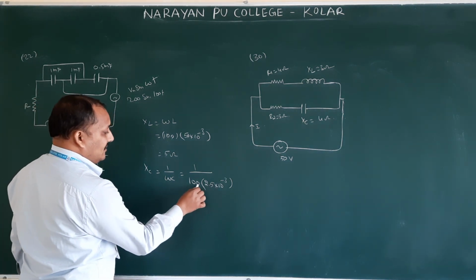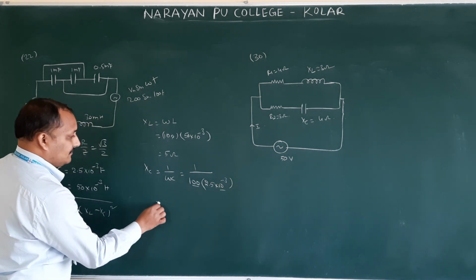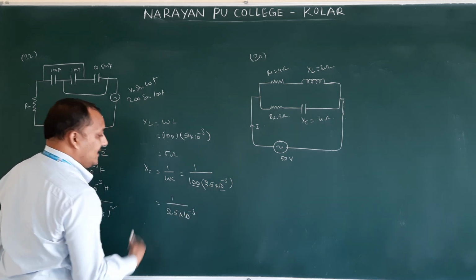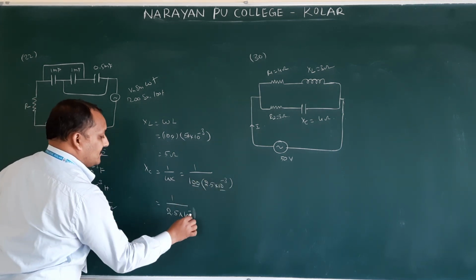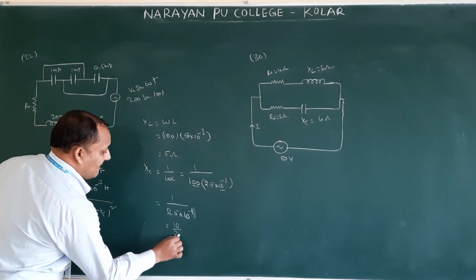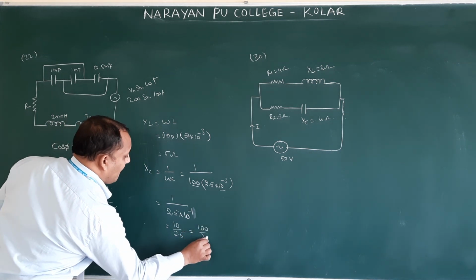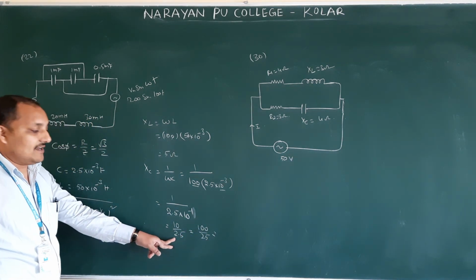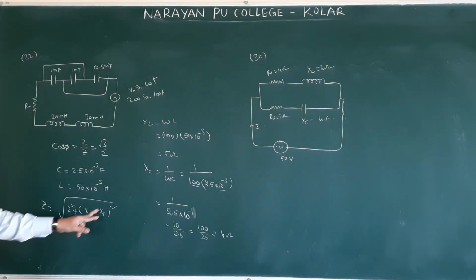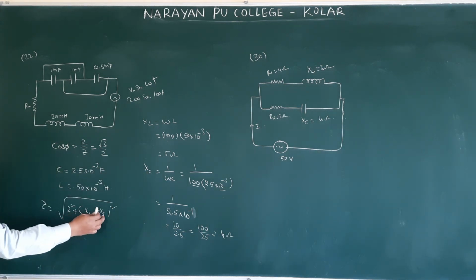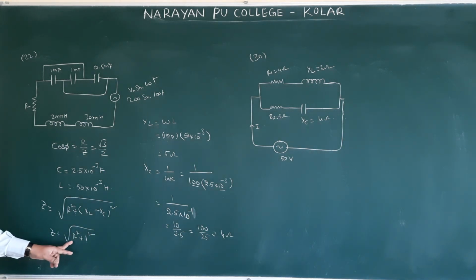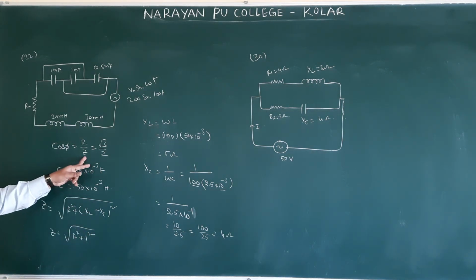So if we cancel these two, 1 by 2.5 into 10 power minus 3 plus 2, that is 10 power minus 1. This 10 power minus 1 goes to the numerator: 10 by 2.5. That is nothing but 2.5 can be written as 25 by 10, so 4 ohms. So XL value is 5, XC value is 4. 5 minus 4 is 1. Z is root R square plus 1 square.